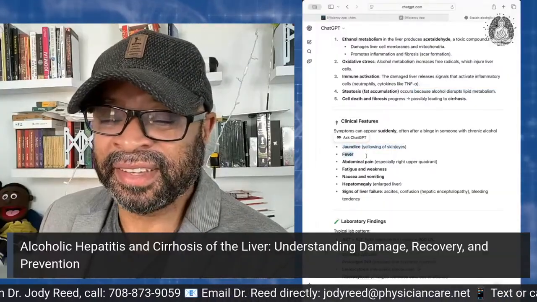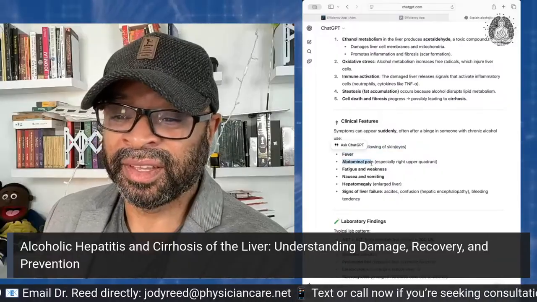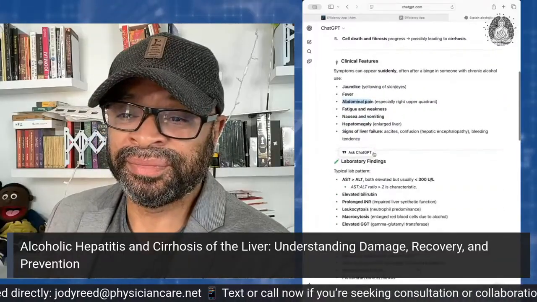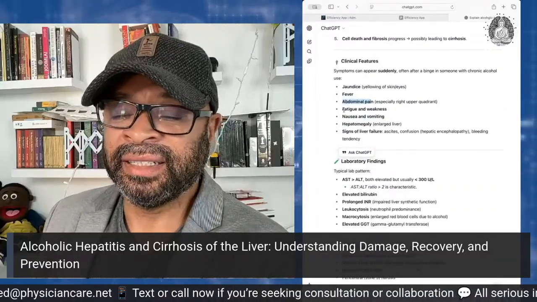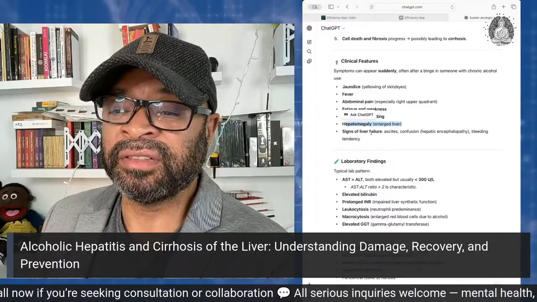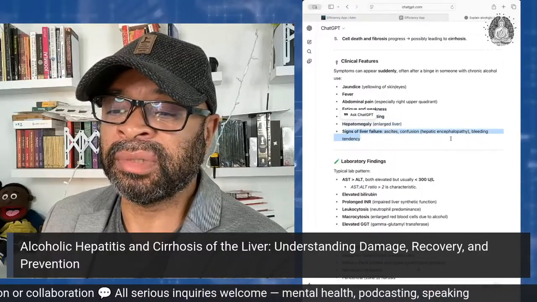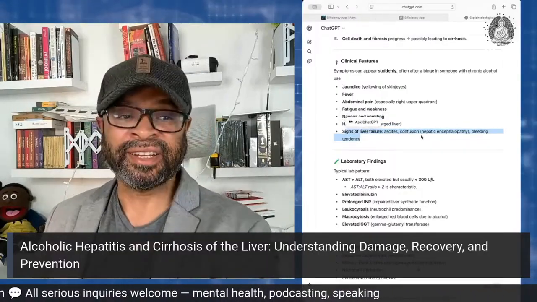You get that fever, I guess, abdominal pain, except the upper right. Clinical features: fatigue and weakness, nausea and vomiting, hepatomegaly, meaning enlarged liver. Signs of liver failure include ascites, confusion, and bleeding tendencies. All of these are the clinical features right there.